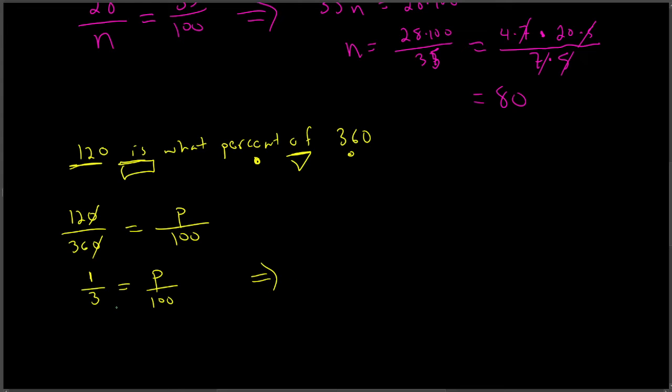Now I'm going to cross multiply. So 3 times P is equal to 1 times 100, or P is equal to 100 divided by 3. 3 goes into 10 3 times with a remainder of 1. And I'll get a repeating decimal. So we can say 33.33%. However many decimal places we need, this will repeat.